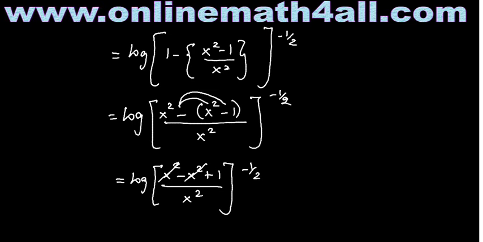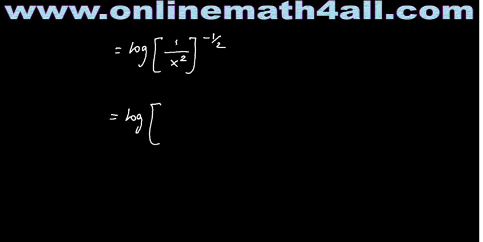So in my next step what I will have is log 1 over x square to the power negative 1 over 2. Now I am going to change this negative 1 over 2 as positive 1 over 2. If I do so, I have to take the reciprocal of this one. So x square will become 1 over x square.